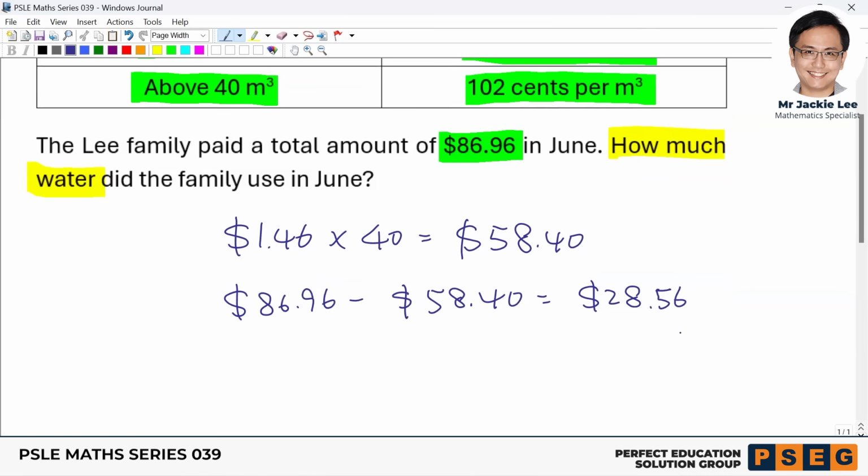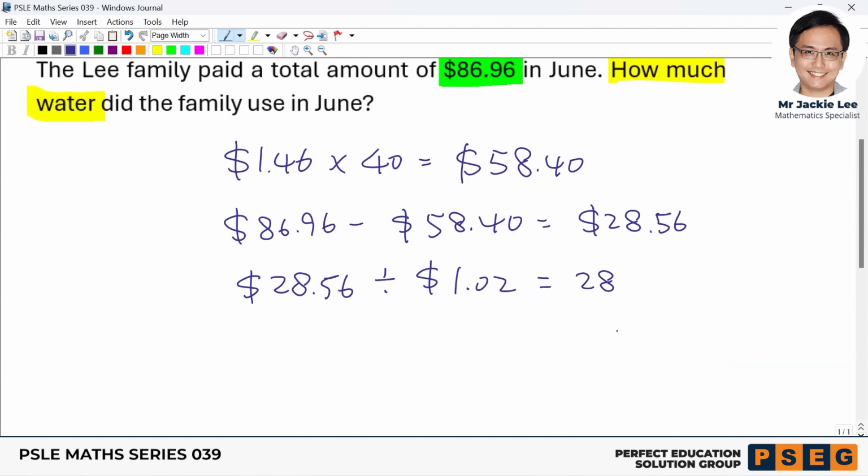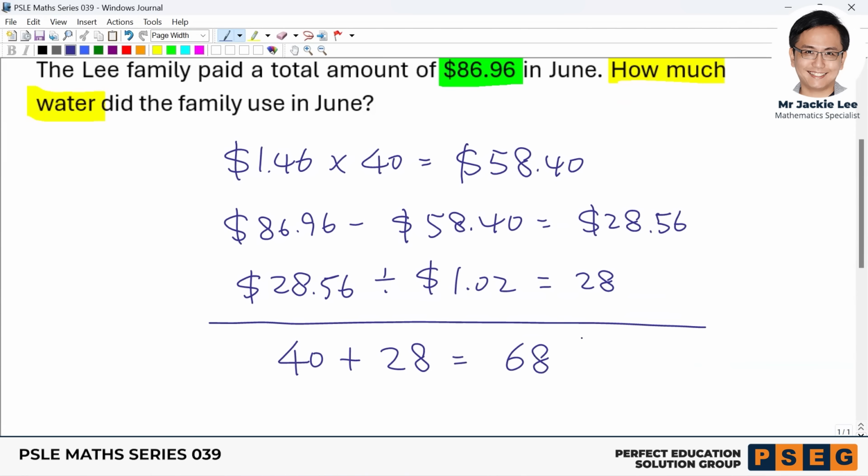So therefore, from there, we try to calculate the amount of water used above the 40 meter cube. So this is $28.56 divided by $1.02, and this will give us 28 meter cube, by right, the unit. Okay, so now we can find the total volume, which is the first 40 meter cube plus the next 28 meter cube. So the final answer is 68. Put back the unit, meter cube.